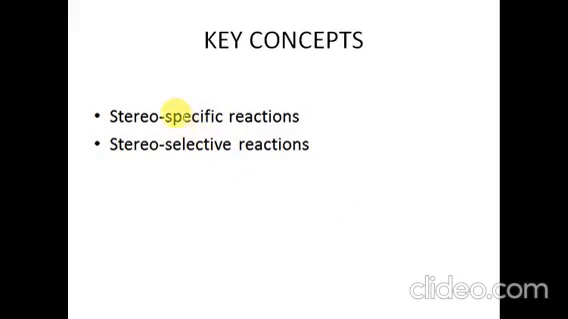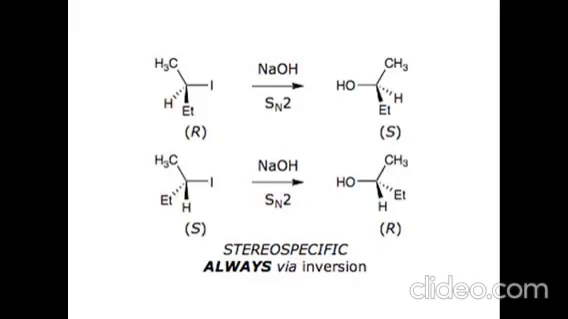So the difference between the specific reaction and the selective reaction is that in a selective reaction we have options, and these options result in formation of products in two different amounts. While in the specific reactions, there is no other option, and the indication of a reaction being specific is that it will result in formation of only one product. Right? So let's consider a few examples of stereospecific reactions.